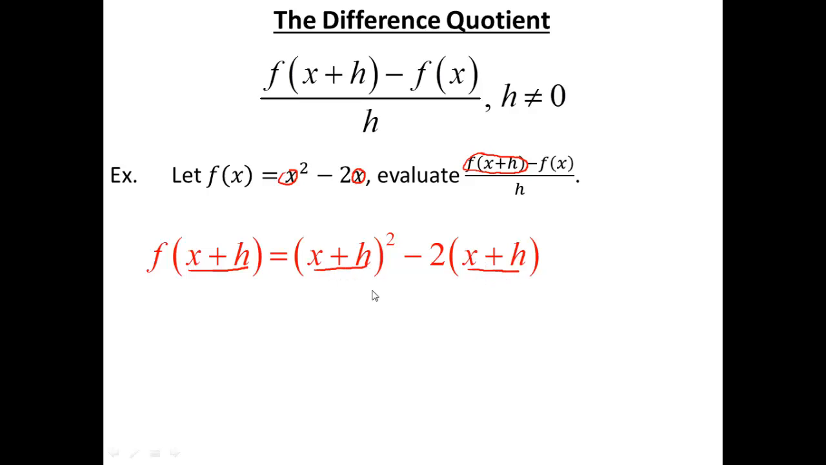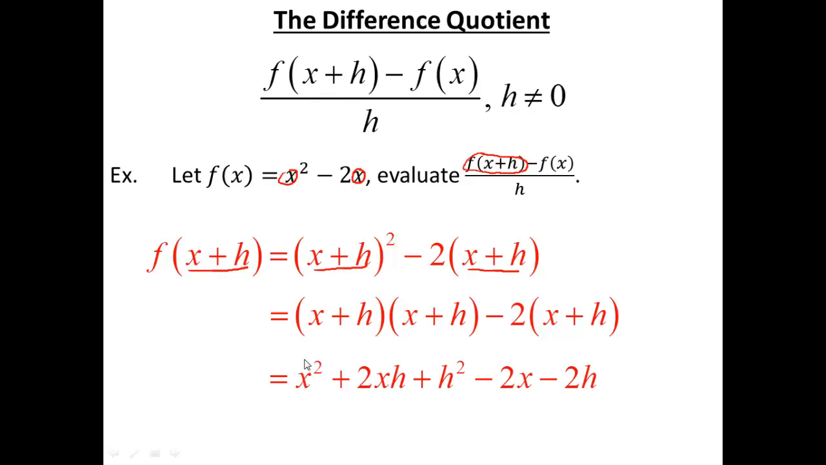So let's clean it up from here. X plus h squared. Again, you can FOIL that out. It's going to become x plus h times x plus h, or x squared plus 2xh plus h squared. And of course, I could also distribute the negative 2 and get negative 2x minus 2h. So remember, this is not my answer. This only represents this small piece of the puzzle right here.